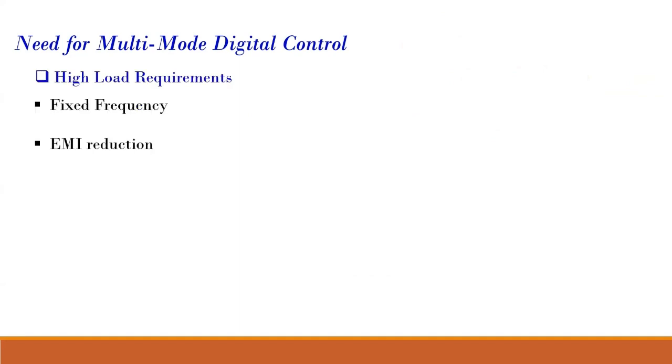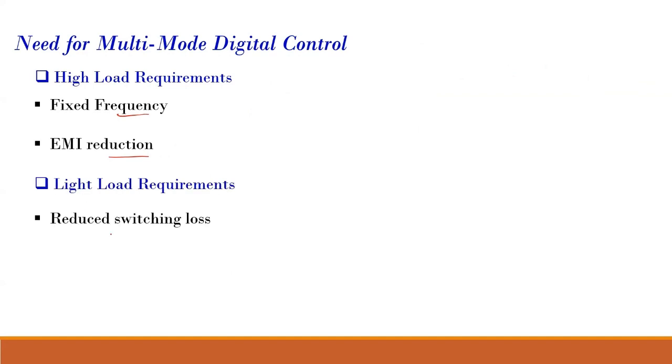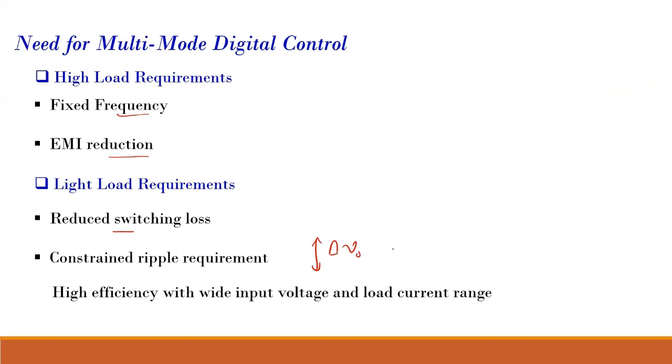So at high load, we want the frequency to be fixed. It is desired that the frequency remains fixed, and we want to reduce the EMI. At light load, we want to reduce the switching losses, and also maintain the ripple. The output ripple delta V should also be maintained. It should not exceed the limits.